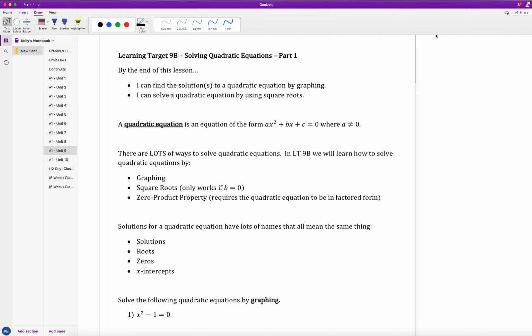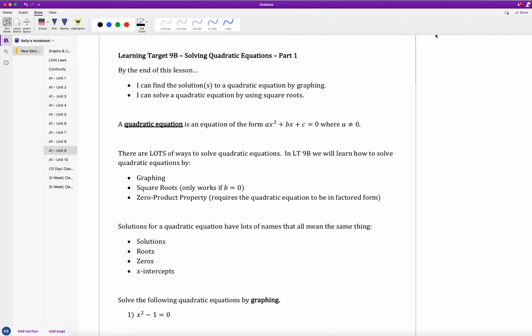By the end of this video, you will be able to find the solutions to a quadratic equation by graphing, and also solve a quadratic equation by using square roots. So in our last video, we talked about what a quadratic function was, and we learned how to graph those functions from standard form. Now we're going to look at quadratic equations.